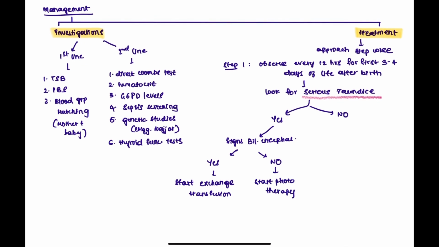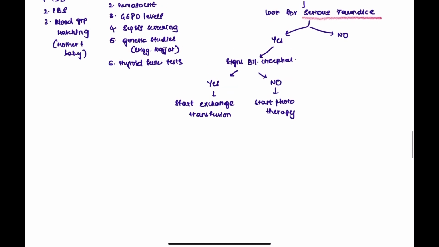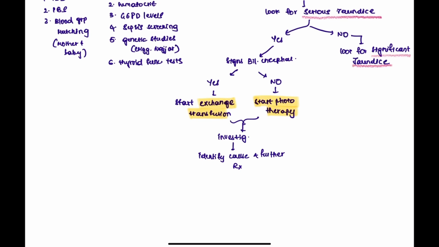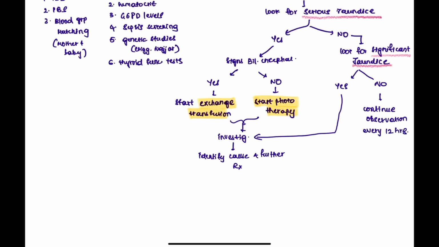After starting the treatment, we send the blood for investigations, and finally we can identify a cause and plan the further treatment according to the cause. Then if there are no signs of serious jaundice, we have to observe for any signs of significant jaundice. If there is any significant jaundice, again we have to send the blood for investigations, identify the cause, and plan the further treatment. But if there are no signs of significant jaundice, we continue observation of the baby every 12 hours.